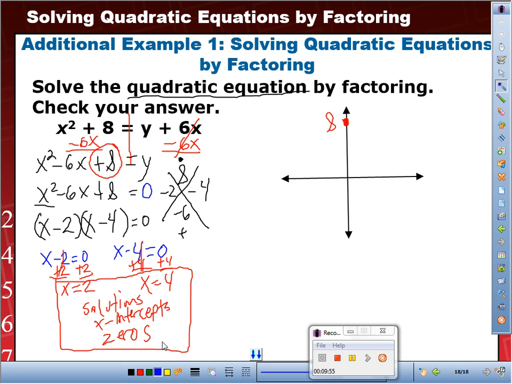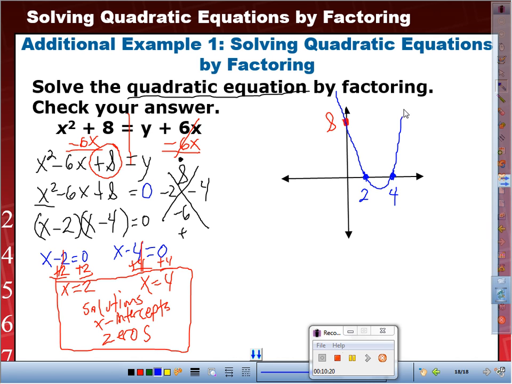And what else do I need? My X-intercepts. What are my X-intercepts? 2 and 4. So 2 is about right here. I plot my point. 4 is about right here. And now I graph my parabola. I start from left to right. Here it goes. Roller coaster, roller coaster. There you go. There it is. I should play the song, huh? Yeah, one of these days. All right, so here's the parabola.